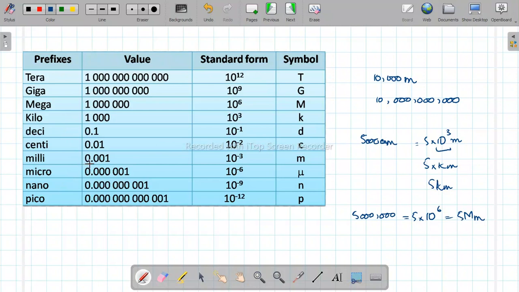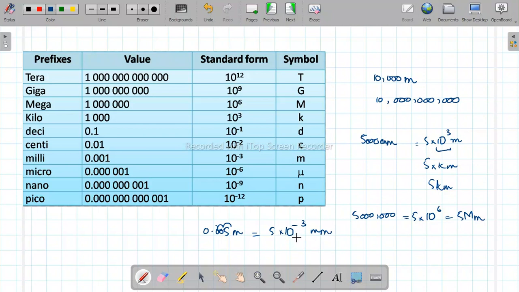Let's just see if we have 0.005 meters, right? Should I always be writing it this way? No. There is another way of writing this using prefixes as well. मैं इसे कैसे लिख सकती हूँ? 1 2 3, 3 digits point को move करवाया, मैं इसे लिख दूंगी 5 into 10 raised to the power minus 3 meters. Then this 10 raised to the power minus 3 is nothing but milli, and I represent this milli with small m.